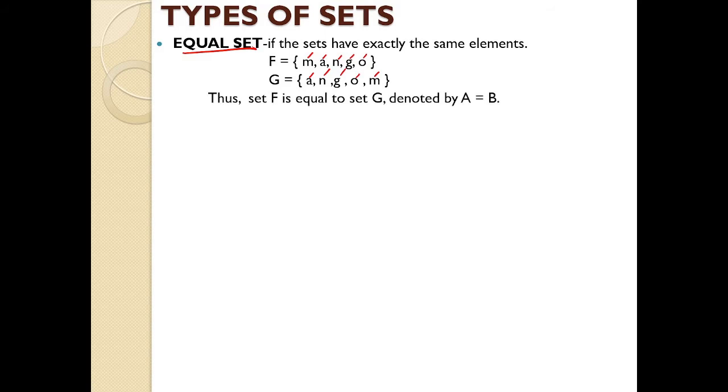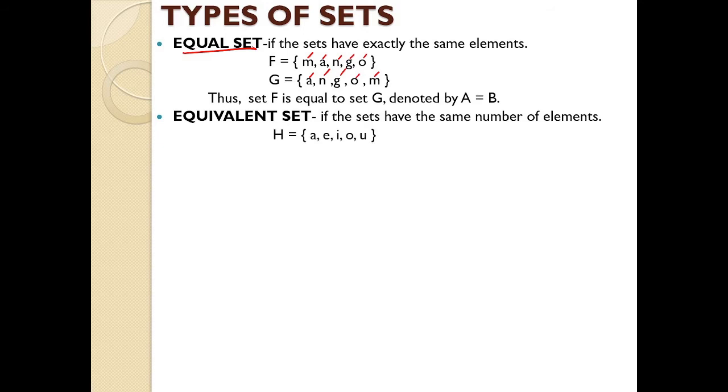Equivalent sets, by the way, have a different symbol from equal. Equivalent sets have the same number of elements. Whatever the elements are, as long as the number is the same, that is equivalent sets.